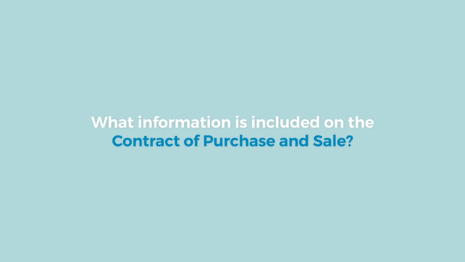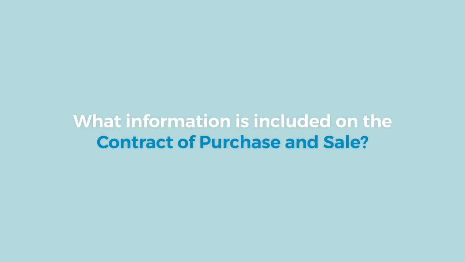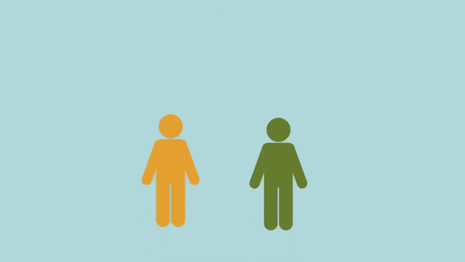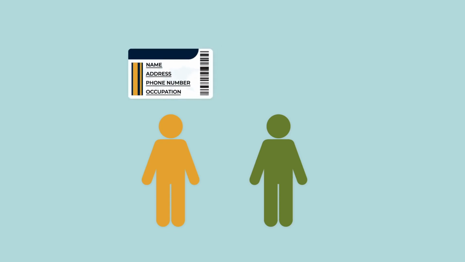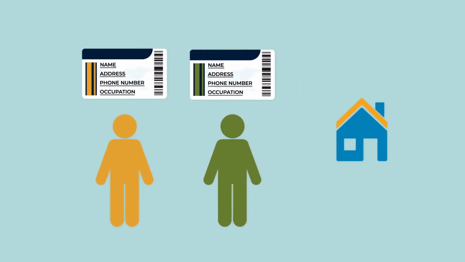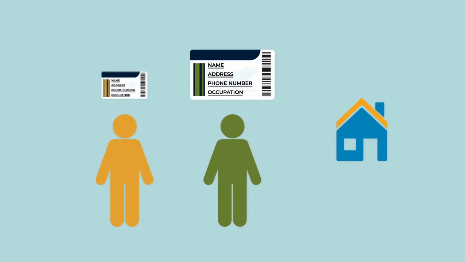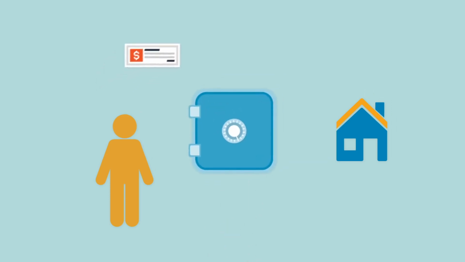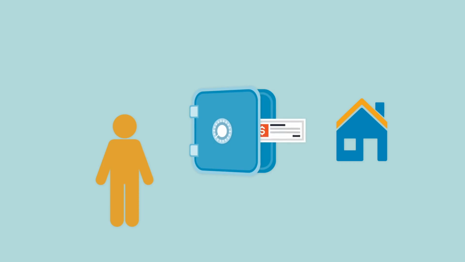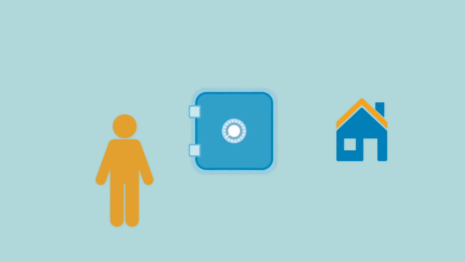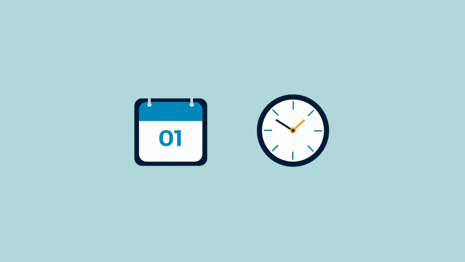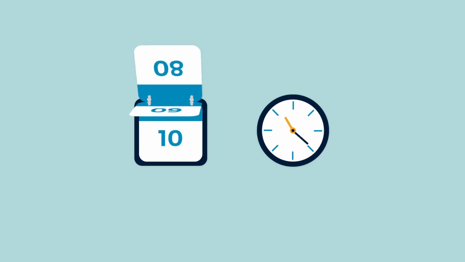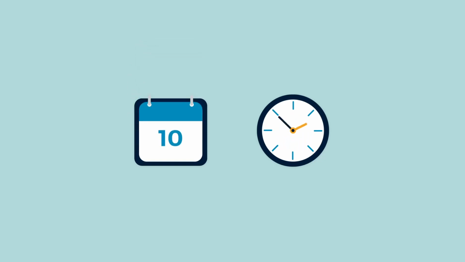What information is included on the Contract of Purchase and Sale? The Contract of Purchase and Sale will include basic information about the buyer, the seller, and the property. It will also include the purchase price being offered by the buyer, whether there is a deposit being paid, how much that deposit is, and who will hold that deposit. It also includes the date and the time that the offer expires. This period may be days or hours. The right amount of time will be determined by the buyer, with market conditions and other factors in mind.